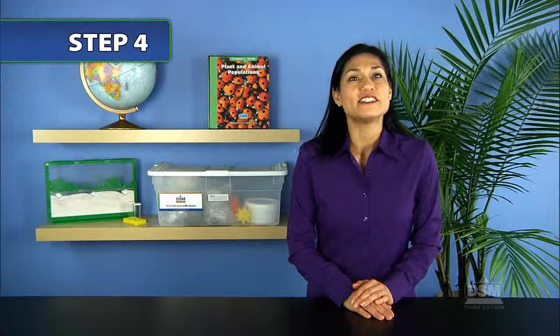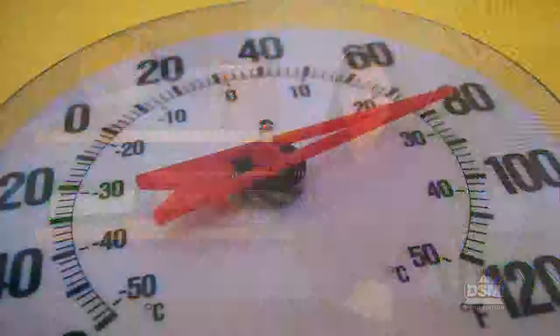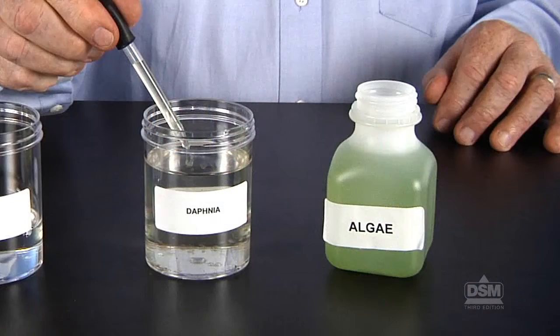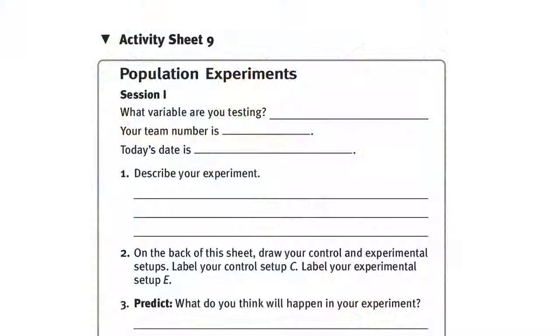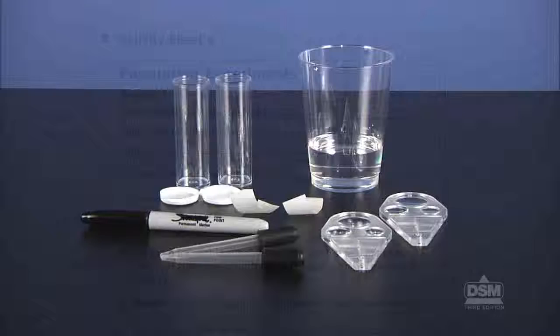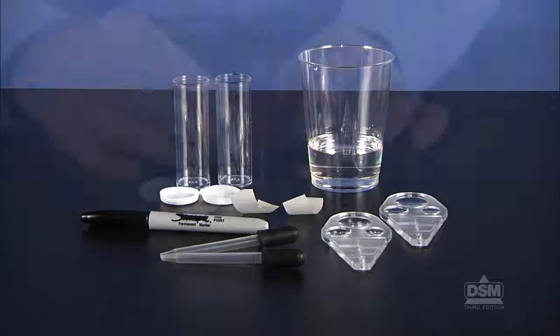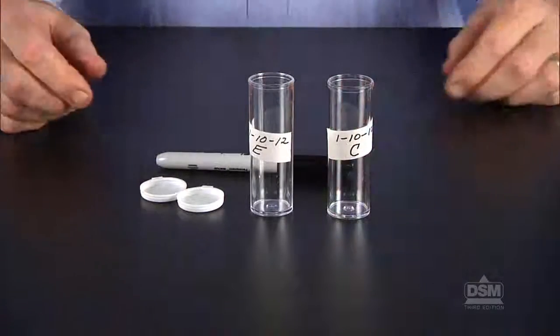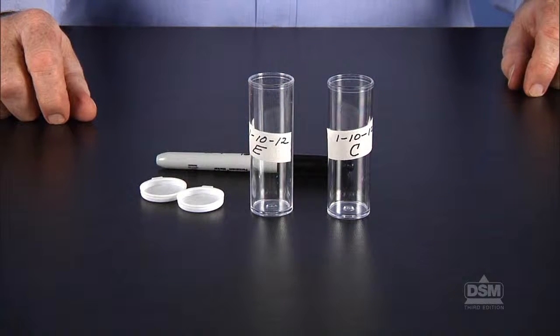Then divide the class into teams of 4 and allow each team to choose a variable to test. Be sure that at least one team is testing each of these variables: temperature, amount of light, amount of space, kind of water, and amount of food. Next, give a copy of Activity Sheet 9 to each student and distribute the materials. Have teams label their vials with their team number, today's date, and either the letter C for control or E for experimental, and set up their experiments.